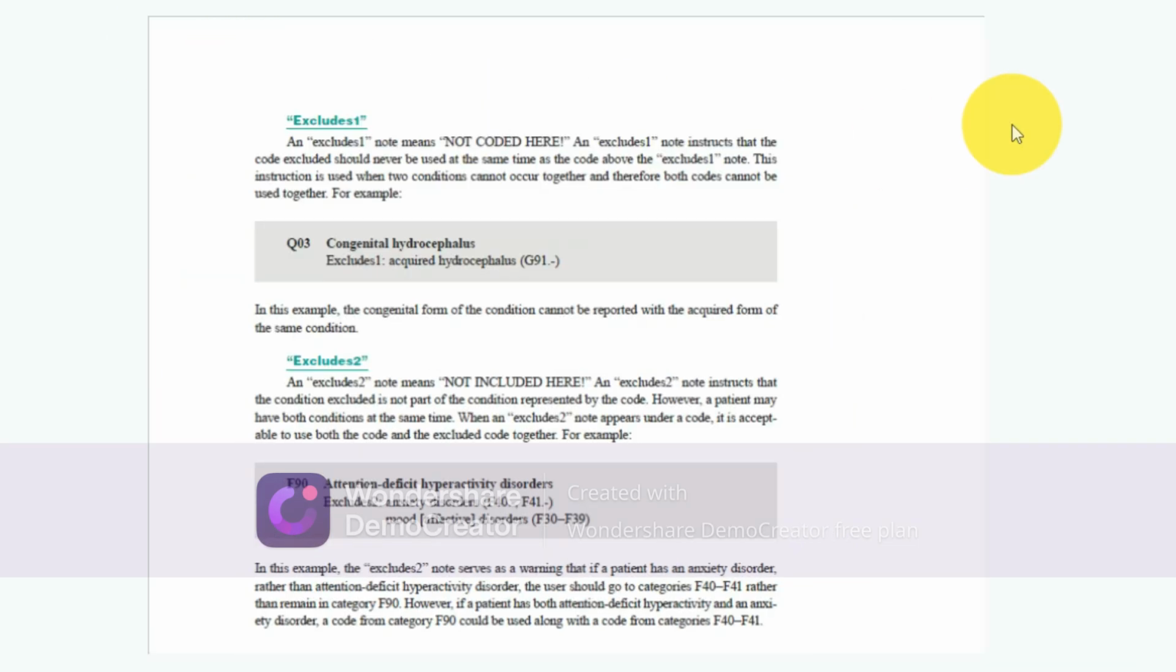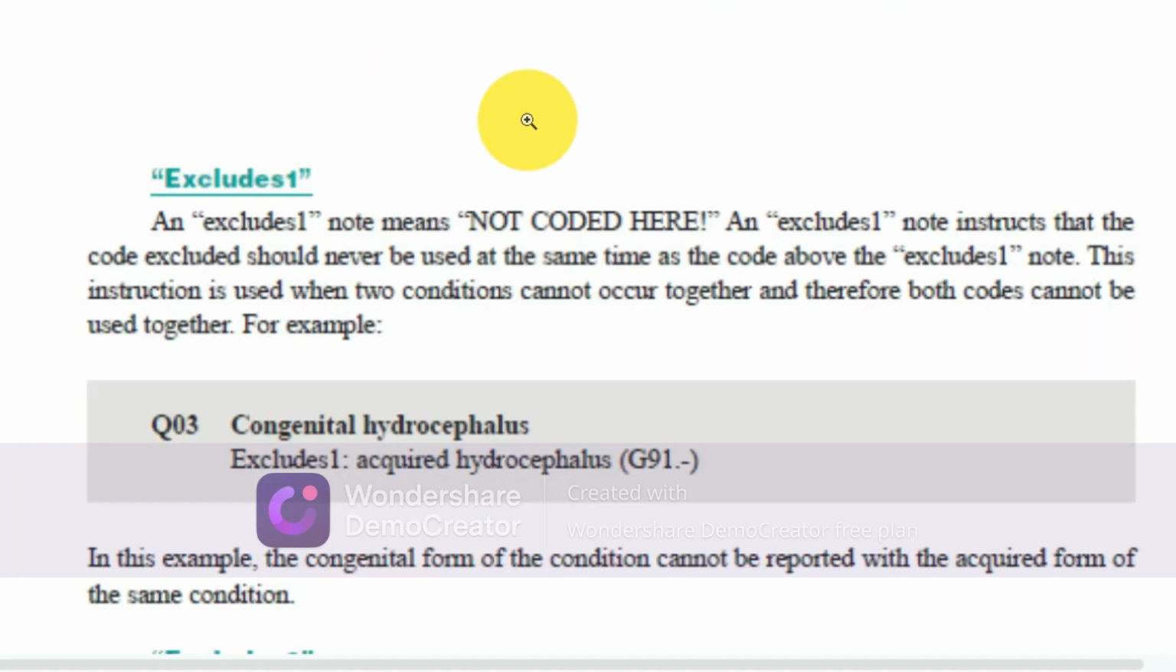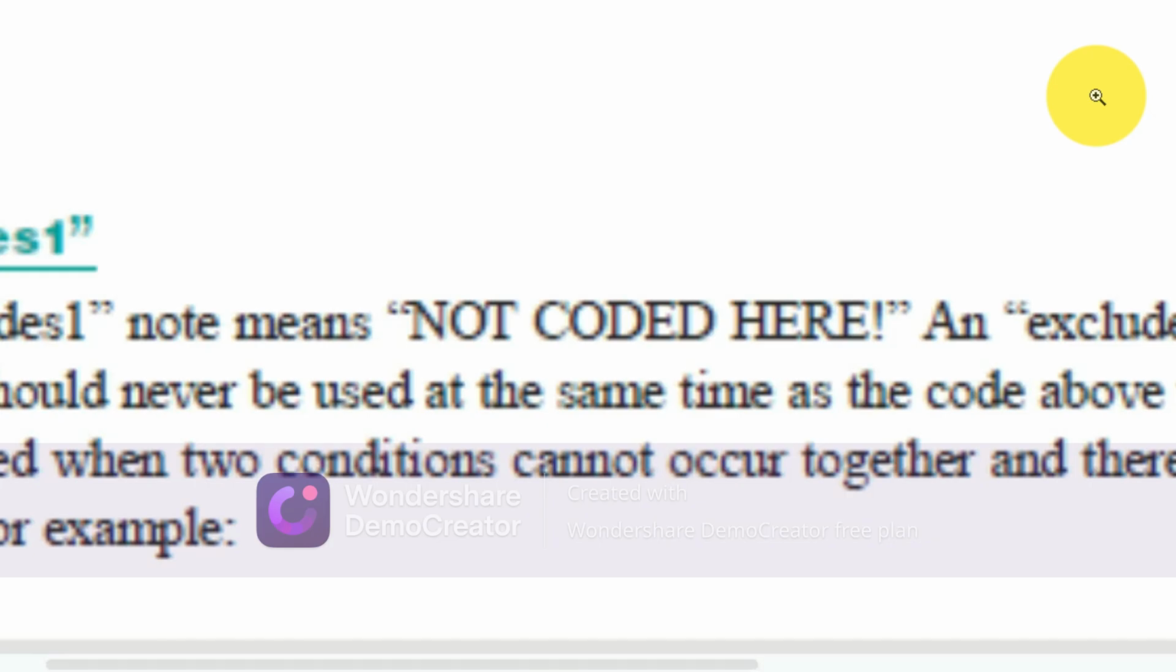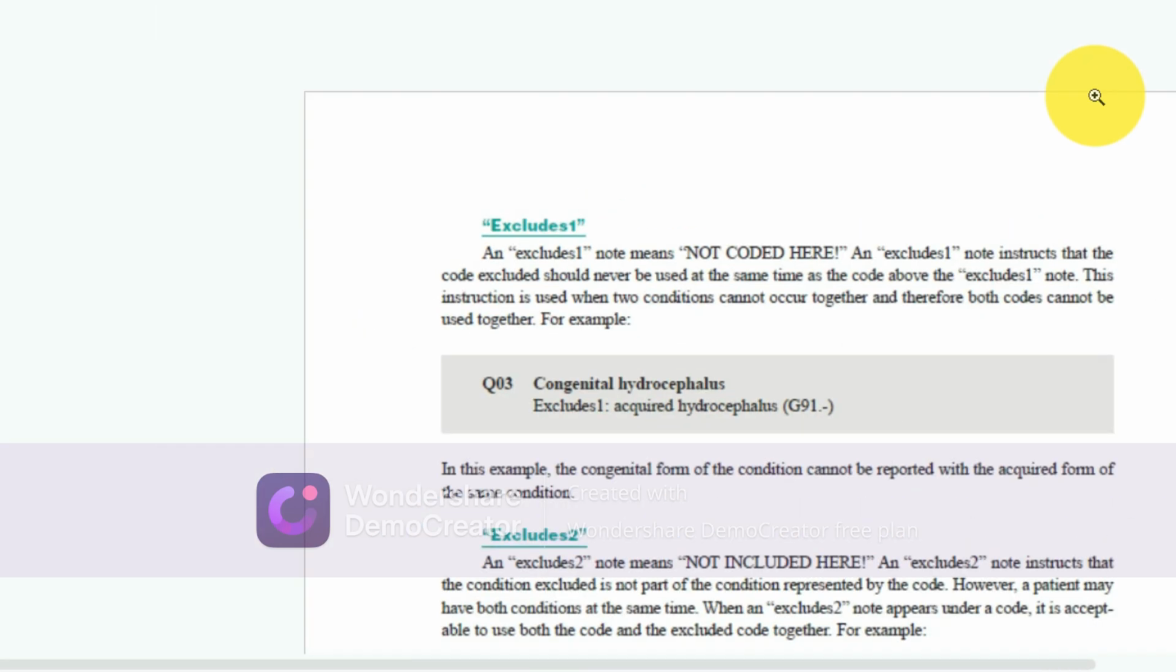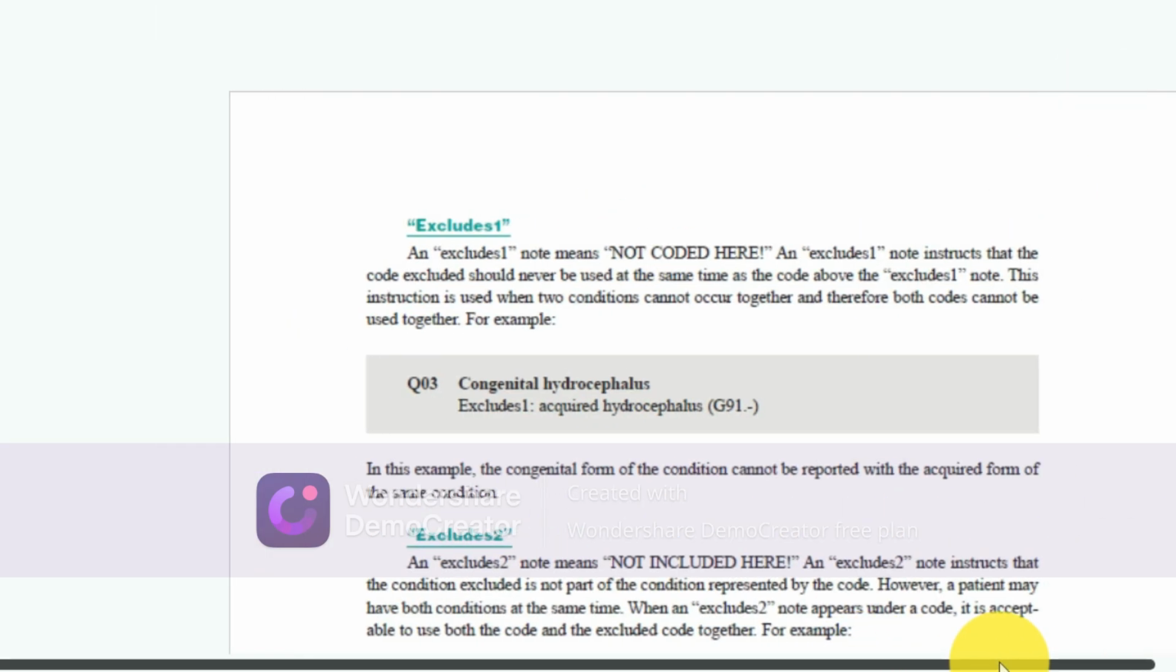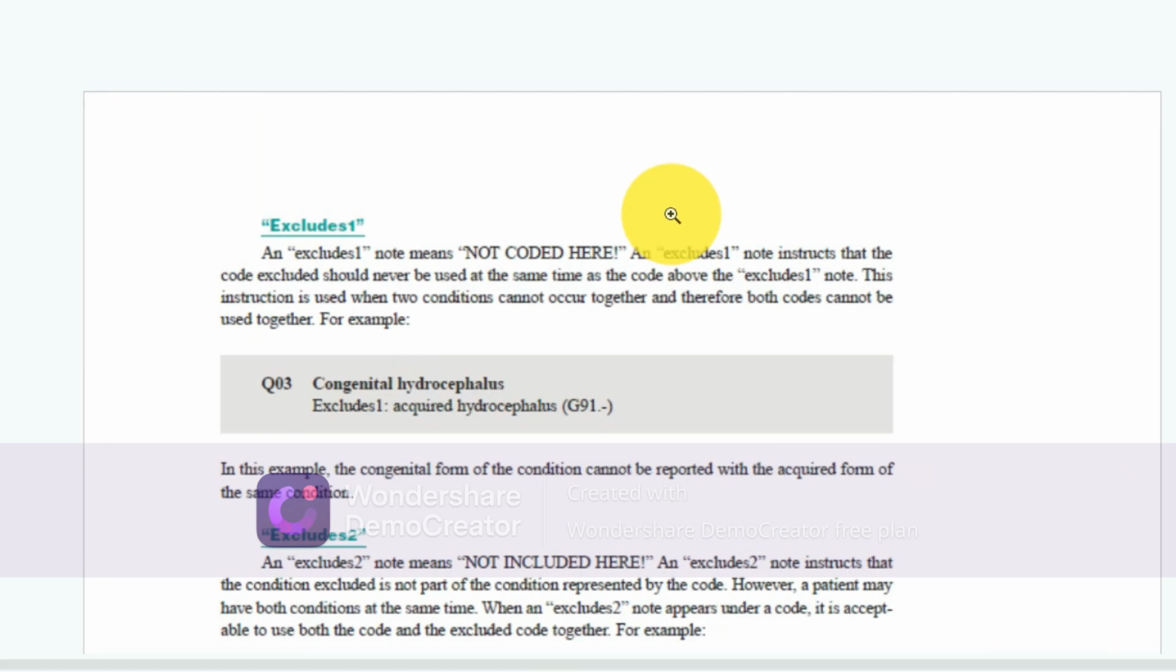Excludes1. Excludes1 is given here. Okay, the Excludes1 example you will see here, and an Excludes1 note means not coded here, and an Excludes1 note instructs that the code excluded should never be used at the same time as the code above the Excludes note instructions used in the condition.